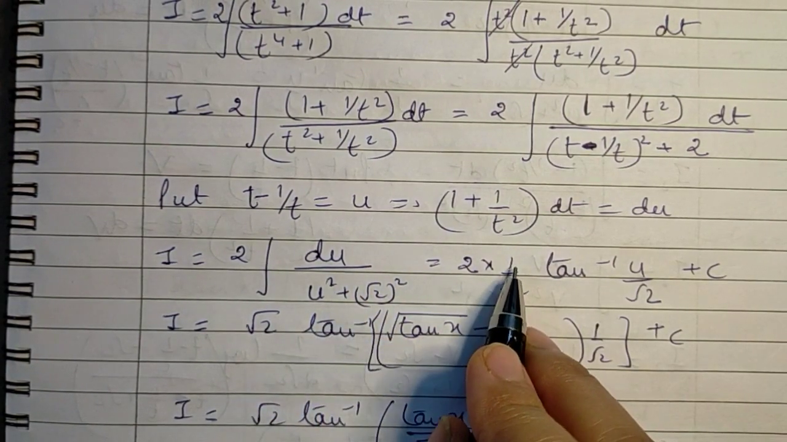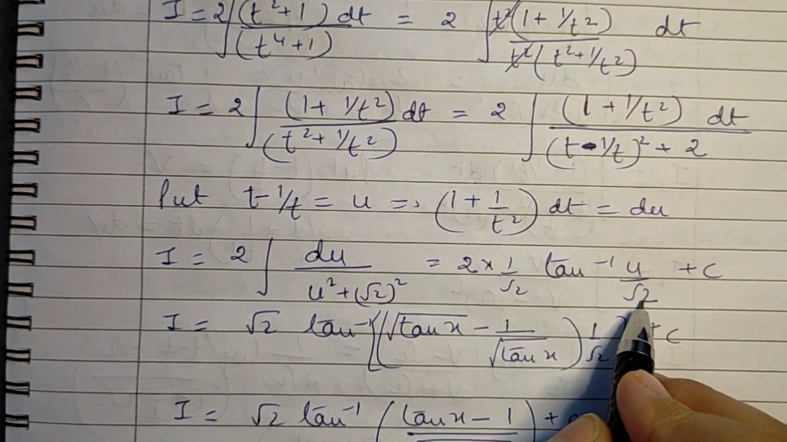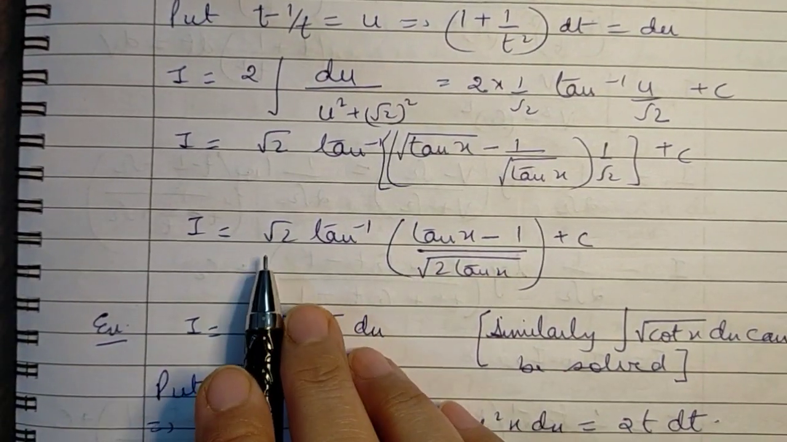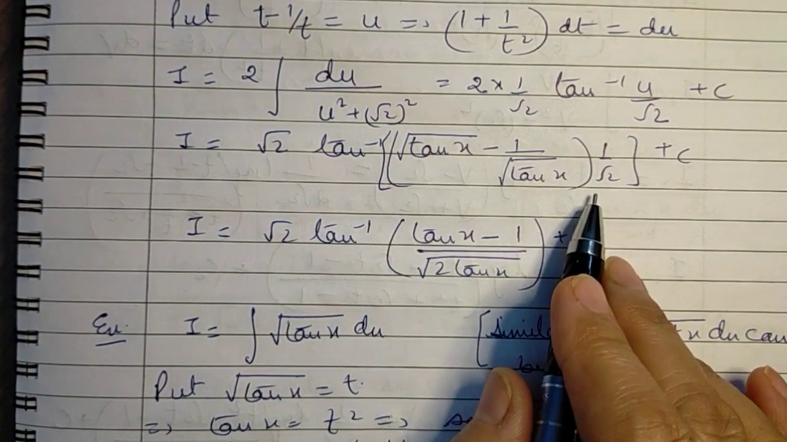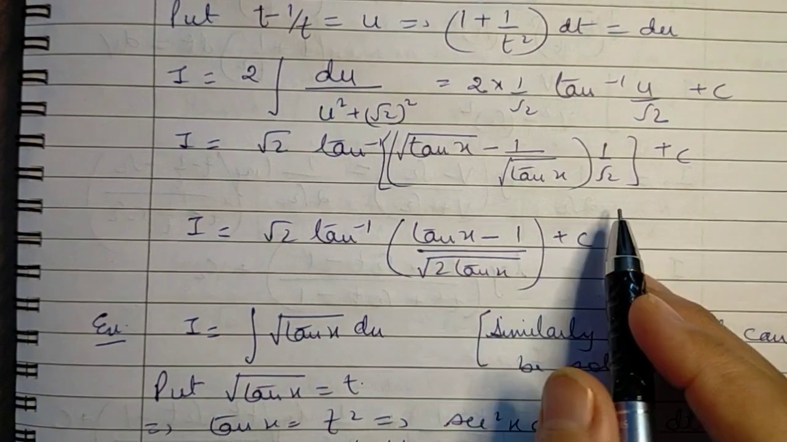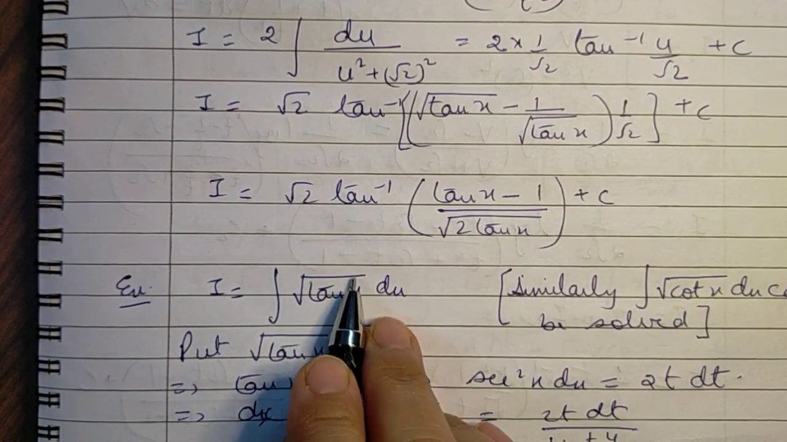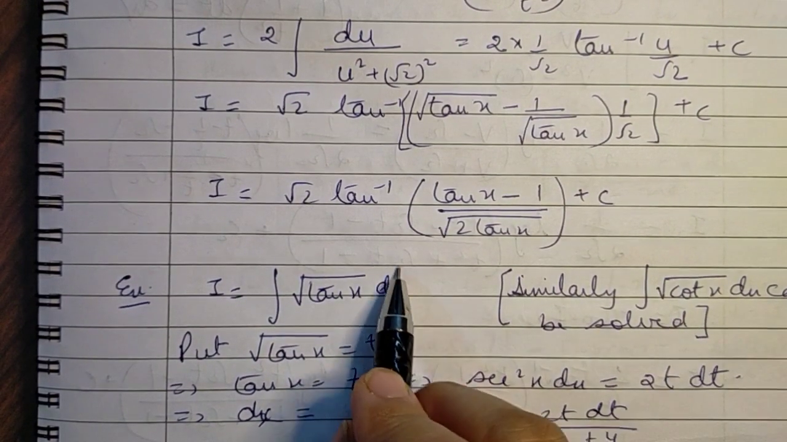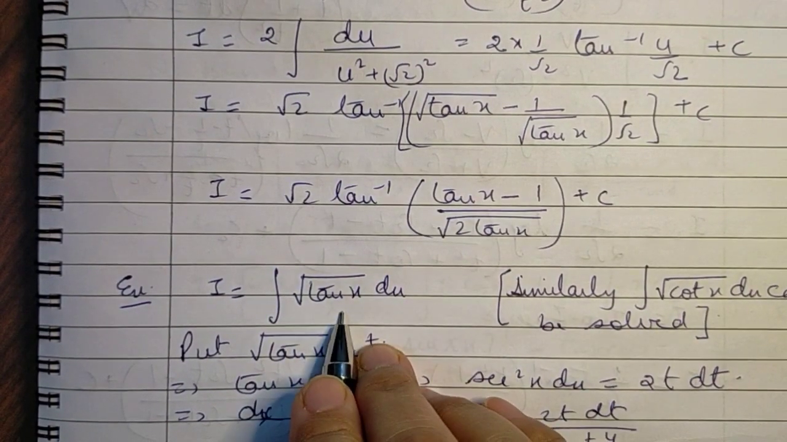Applying the result, it becomes 1 upon a, that is 1 upon root 2, tan inverse of u upon a, that is u upon root 2. Substituting back and solving, we get the answer as root 2 tan inverse, taking the LCM, of tan x minus 1 upon root 2 tan x, plus c. Now similarly, we can do another question which has only root tan x or only root cot x. I'll take up just one of them. The other one can be done on the same lines as this one.